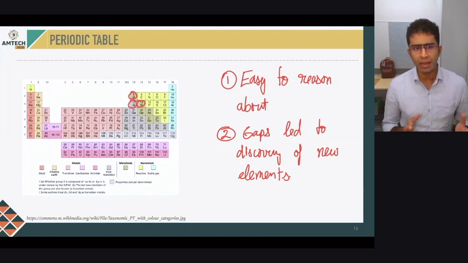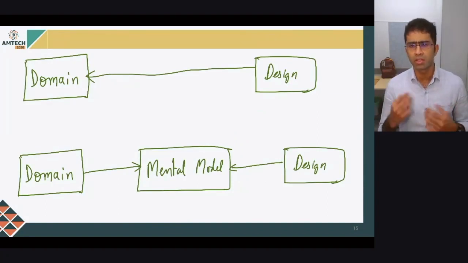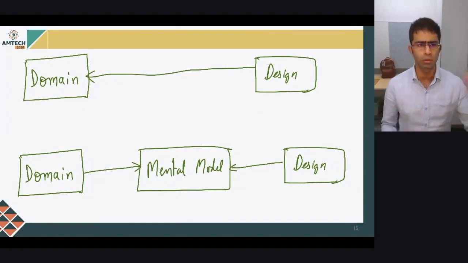So with that, let me, with this as a real world example, dive into a software example. How do you use a mental model in software? One of the key things is, when you design, don't couple the design to the problem domain. Don't directly couple the design to the problem. Instead, take a step back and put a mental model in between. Then map the design to the mental model, and then map the domain to the mental model.